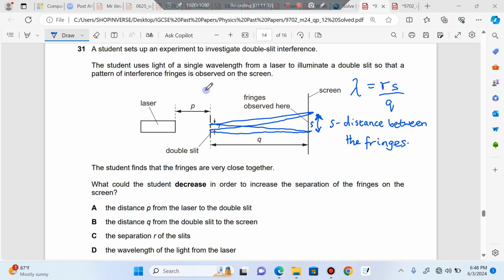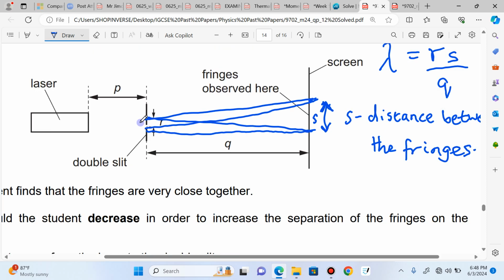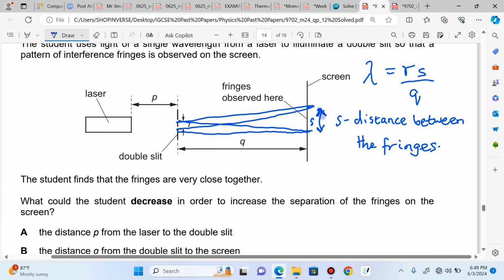Now, looking at this diagram, you can see that rays of light coming from the laser pass through the double slit, and it goes this way. So if you consider the first one up here, let me zoom in. Rays of light coming from this form a fringe here, okay, and rays of light coming this way form another fringe down here. So there are two. S represents the distance between them, and this is the formula from the double slit experiment for getting the wavelength, okay. Wavelength is Rs over Q.